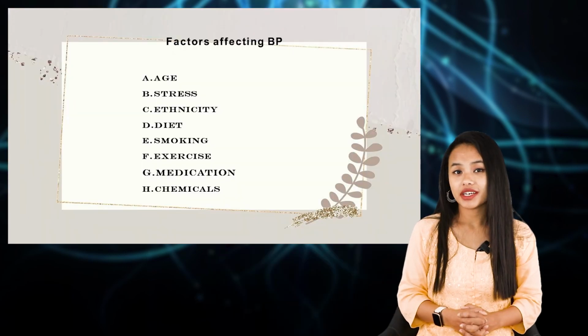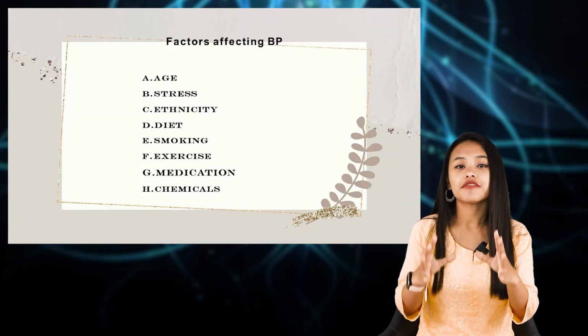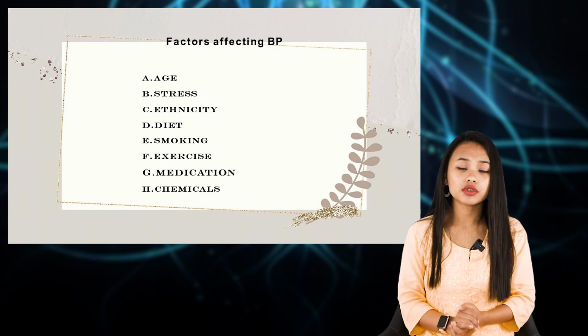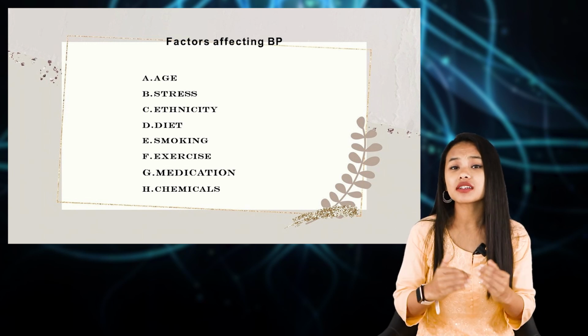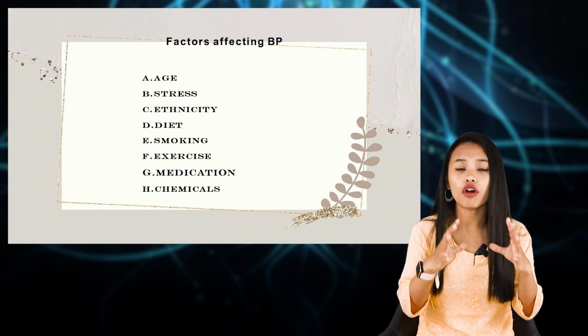So this is the physiology of the blood pressure, which includes first the cardiac output and the peripheral resistance, then the peripheral vascular resistance, and then we've talked about the blood volume, the viscosity, as well as the elasticity. Now moving on to the next, that is the factors that affect the blood pressure of an individual. So here there are various factors that can affect the blood pressure of an individual.